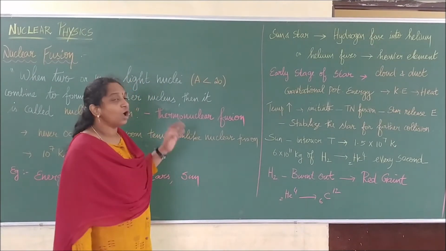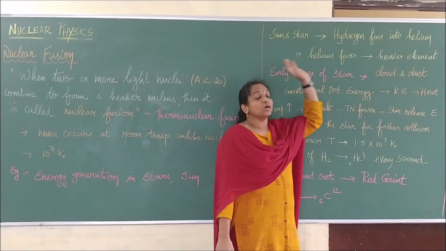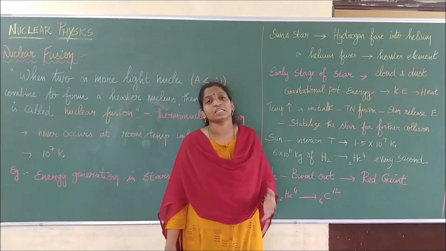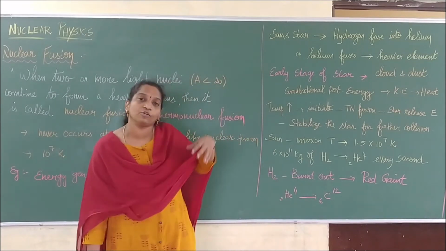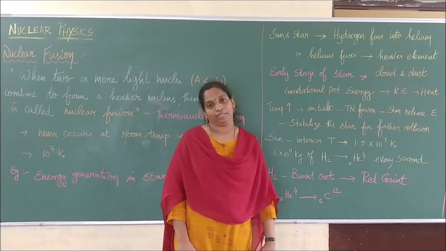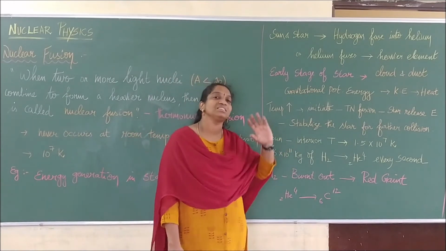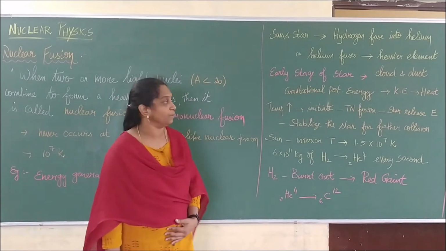Therefore, we can say that the lighter nuclei are hydrogen nuclei. The hydrogen is fused into helium. Suppose in some other stars there is no hydrogen present, then the helium nuclei will start to fuse to form heavier nuclei. Is it clear? So all the lighter nuclei which are present will start to fuse to form heavier nuclei through this nuclear fusion.